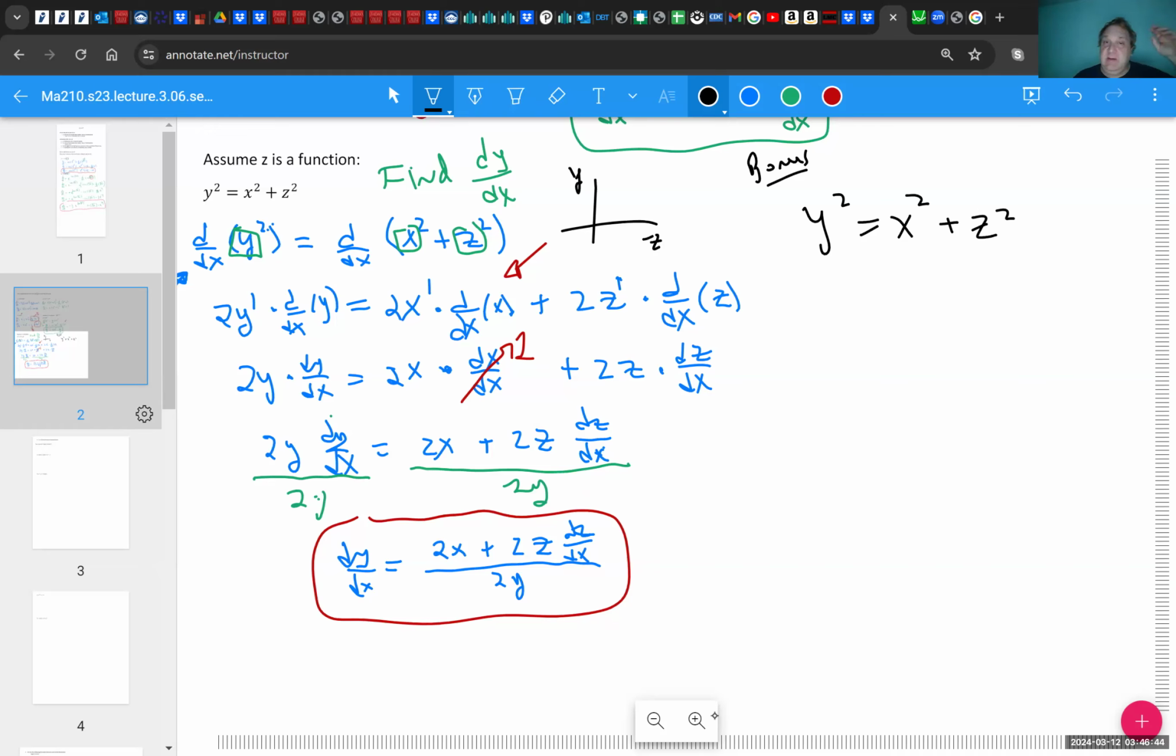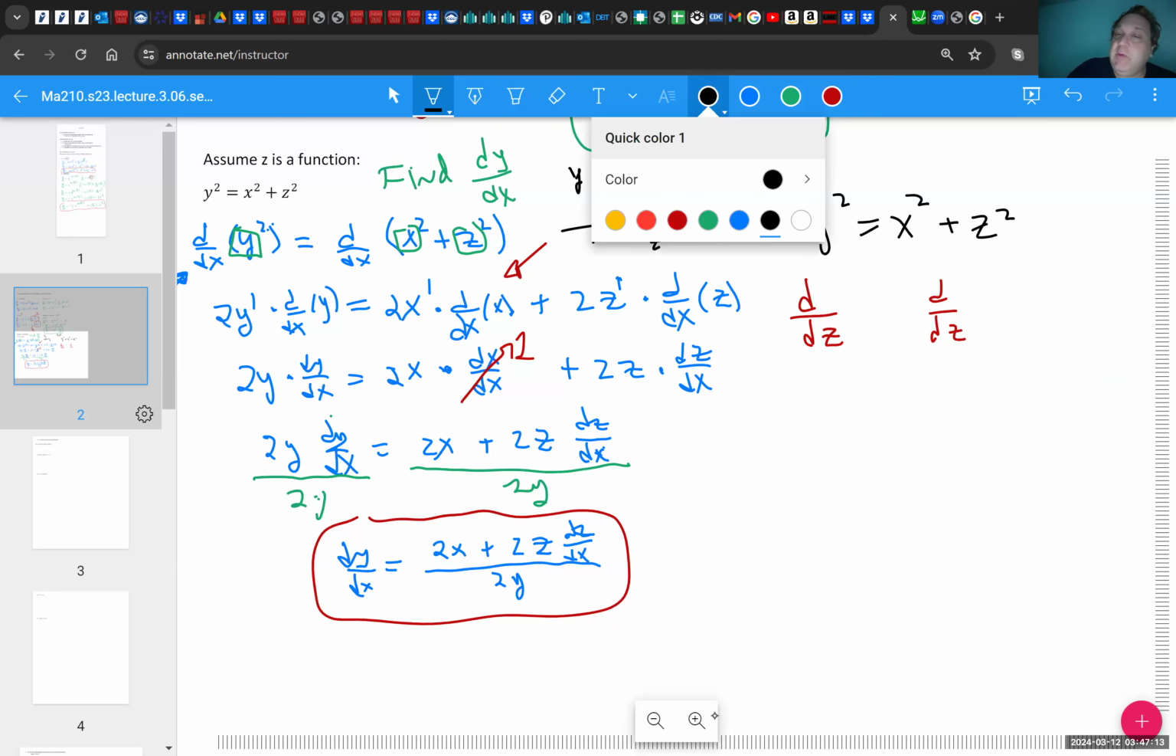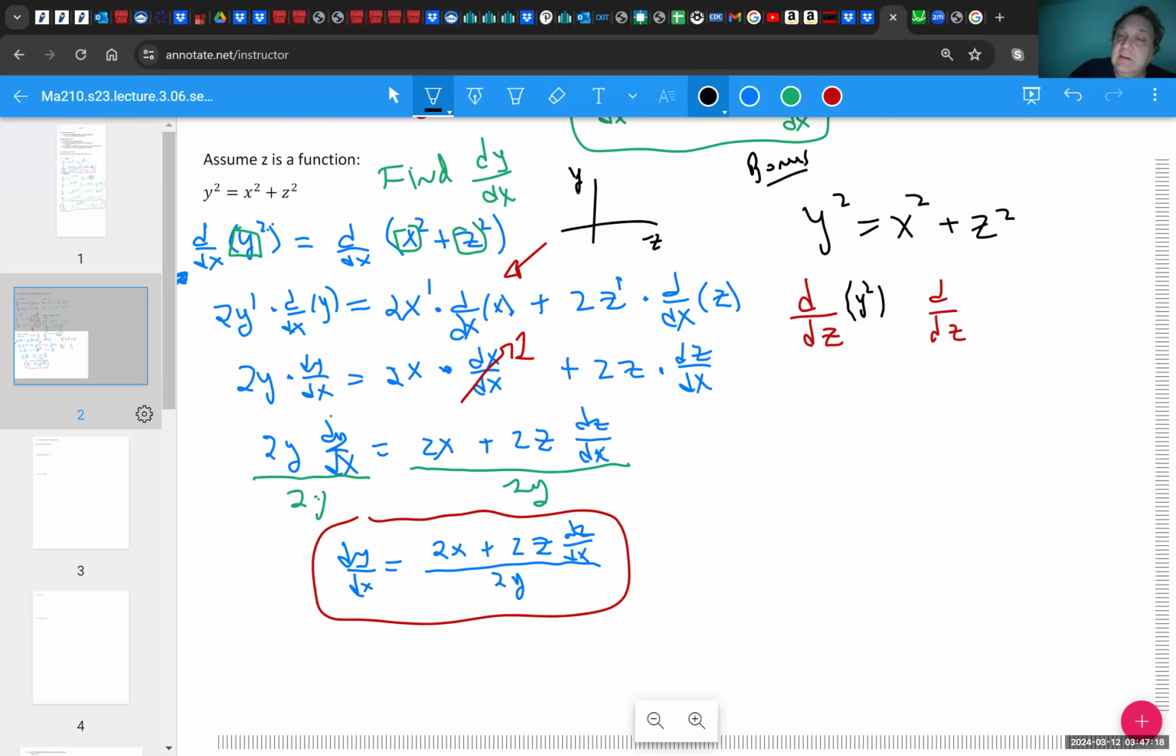So we'd be finding not dy/dx, because x is not the horizontal axis, we'd be finding dy/dz. So how do you find dy/dz? Well, we would have to differentiate this with respect to the input variable, which is z. So we're differentiating both sides with respect to the input variable. In this case, if the instruction said z is the input variable, then we wouldn't do d/dx, we'd be doing d/dz of both sides.